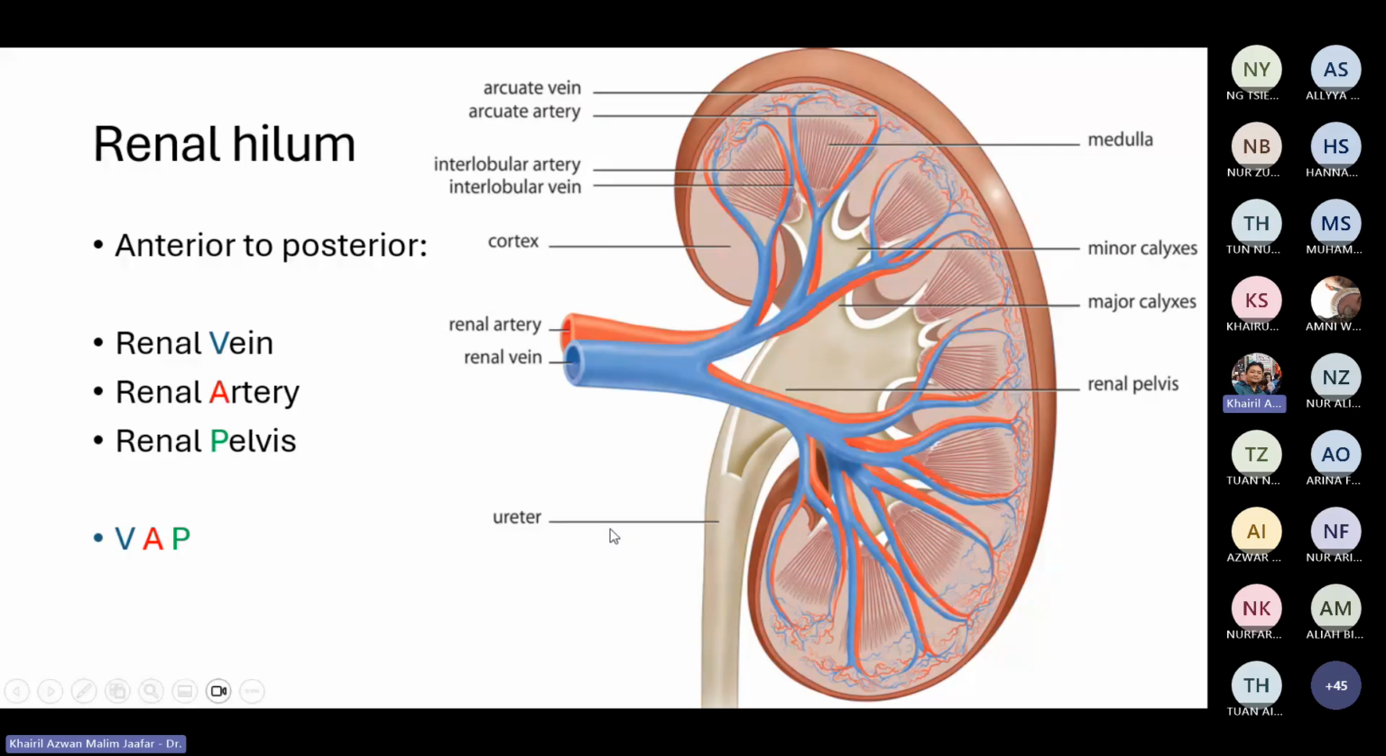If you take the kidney and cut it in half, we have the renal hilum. From anterior to posterior, very important: which structure is the most anterior? Vein, then artery, and also the pelvis of the ureter.